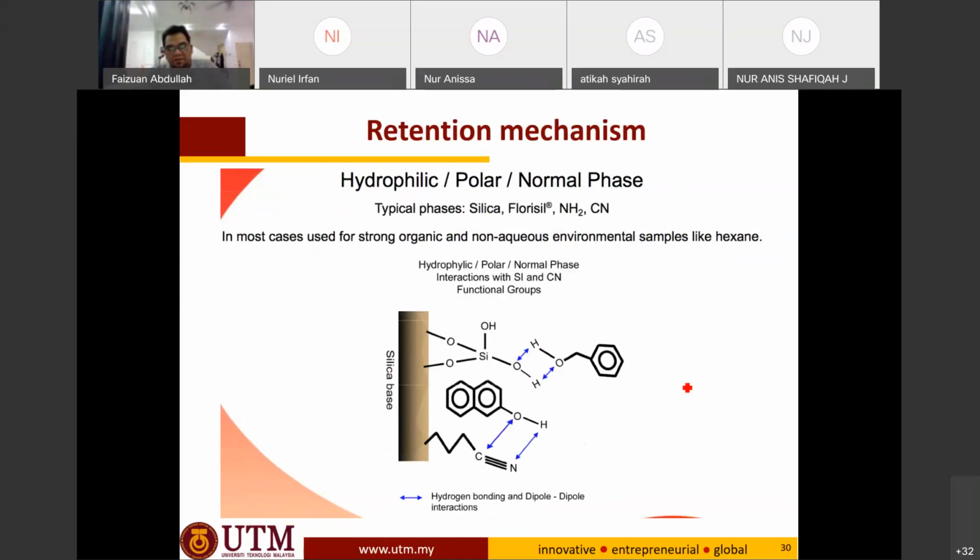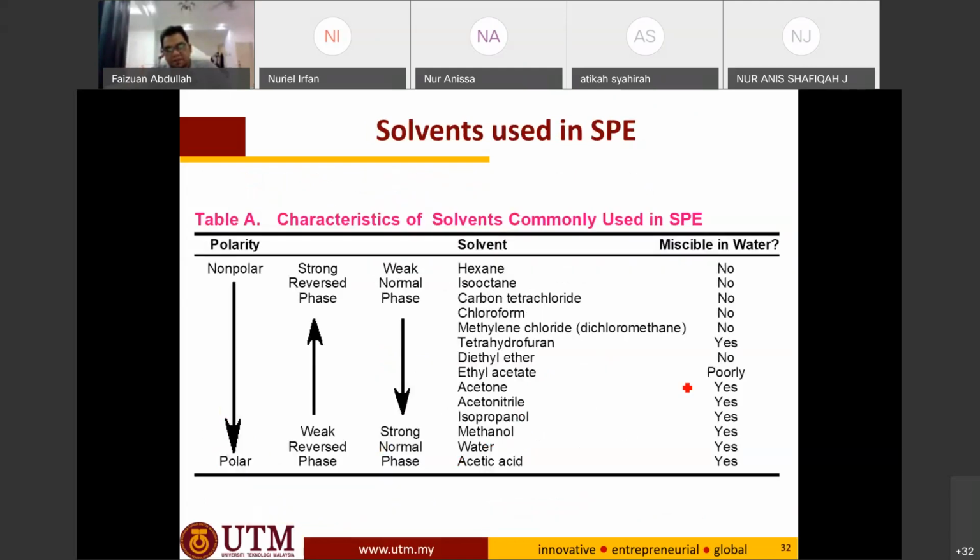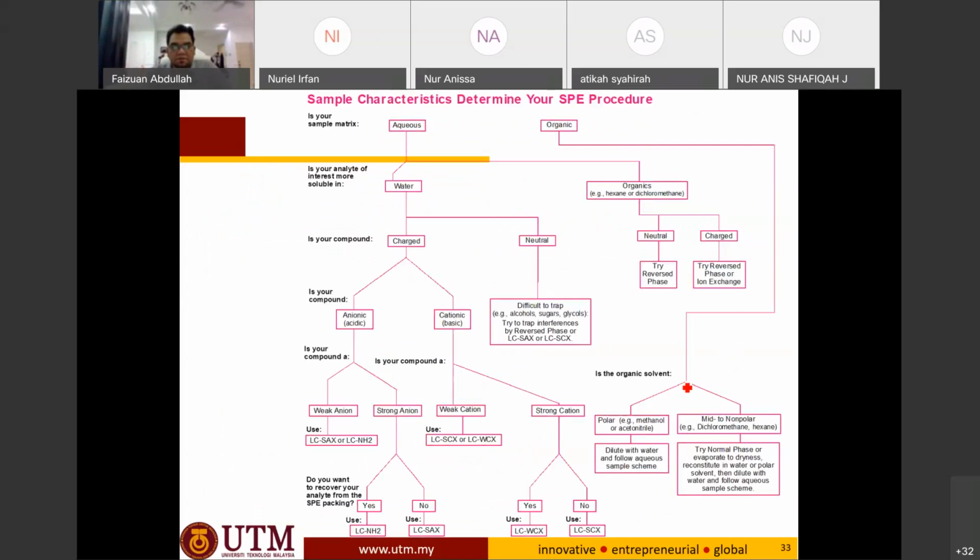We have ion SPE. We also need to choose the solvent using SPE. Is it polar or non-polar, strong reverse phase or weak reverse phase? And then is it miscible in water or not? This is the sample characteristic for the SPE procedure.